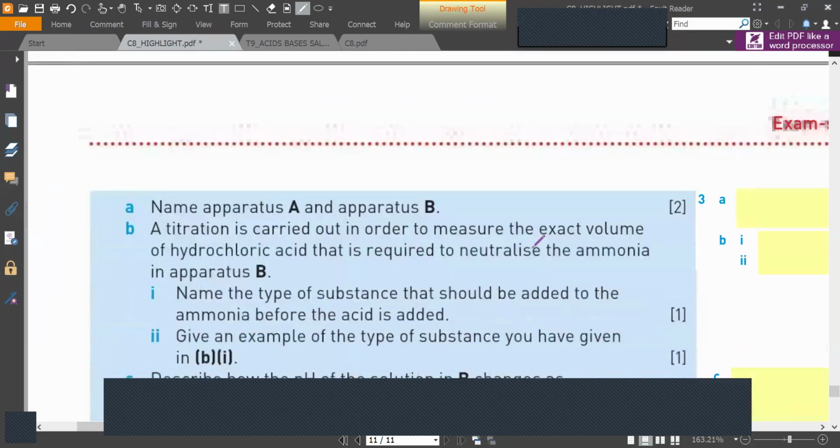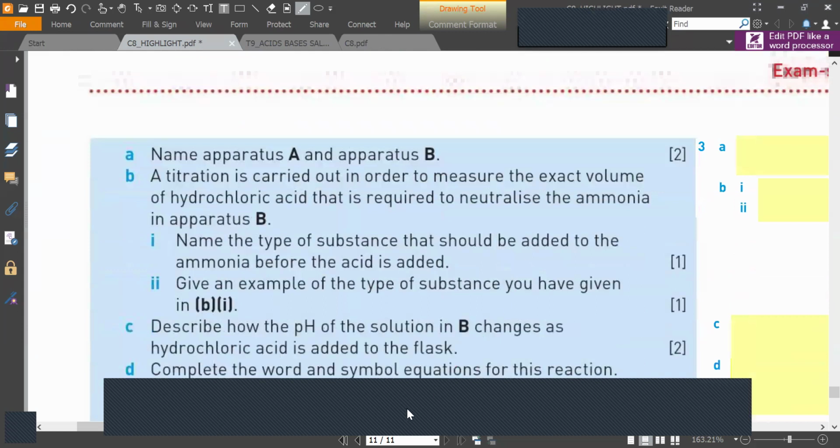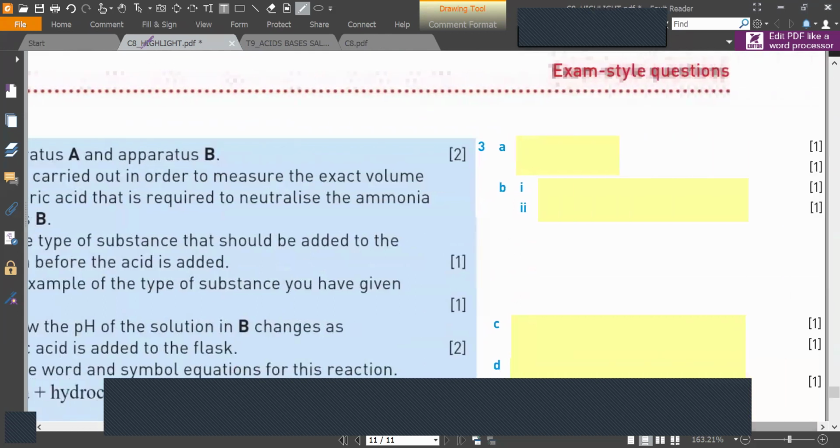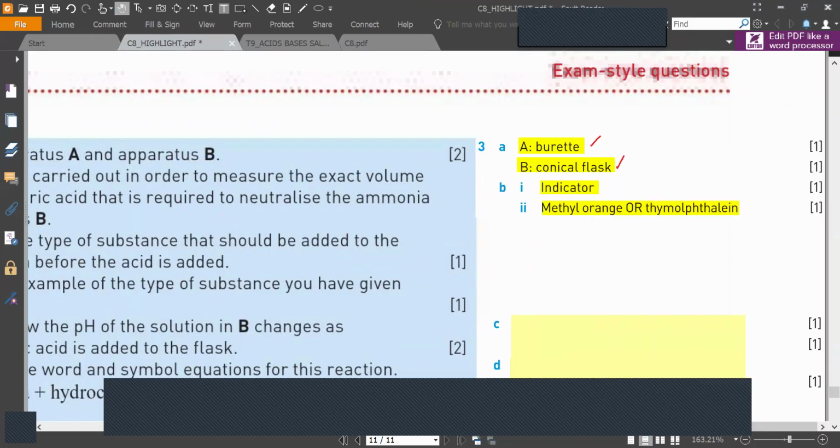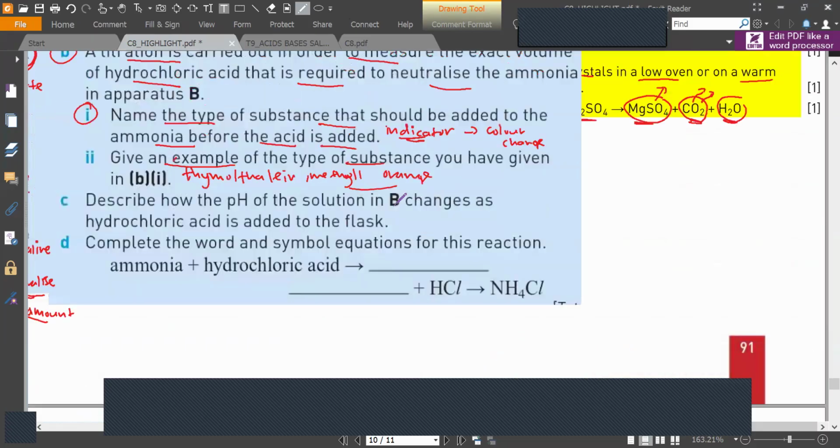So let's quickly take a look at the answer. Just now, A is a burette, B is conical flask. And then B1 and B2, we need to add indicator, methyl orange or thymolphthalein. Okay, next.